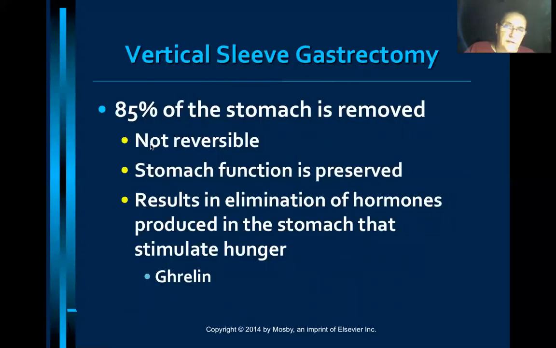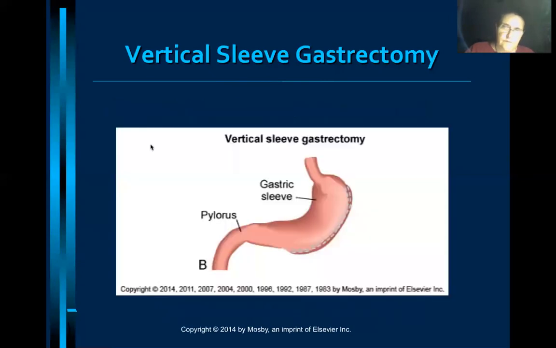With the vertical sleeve gastrectomy, 85% of the stomach is removed. It's not reversible. Stomach function is preserved. It results in elimination of hormones produced in the stomach that stimulate hunger, and that's the ghrelin that we talked about earlier. And there's a picture of the vertical sleeve gastrectomy.